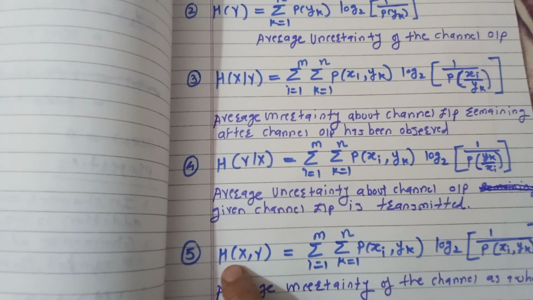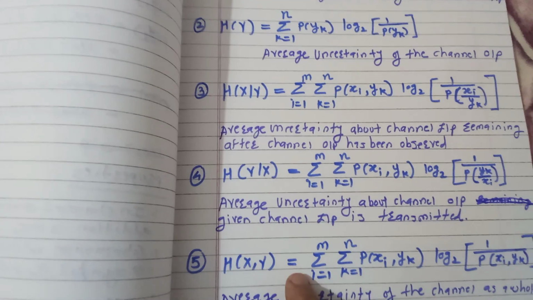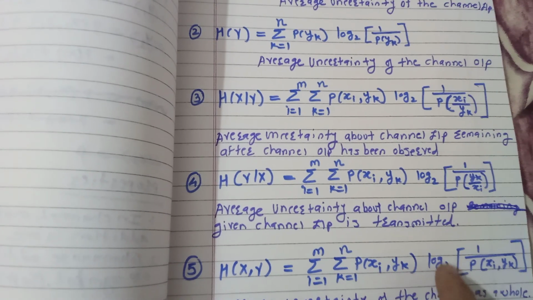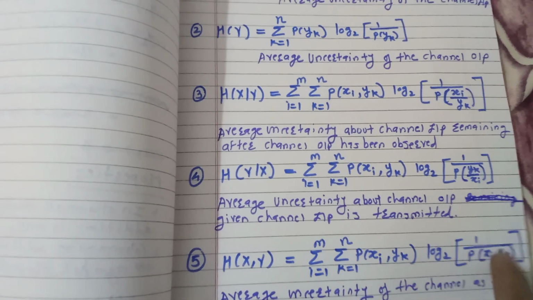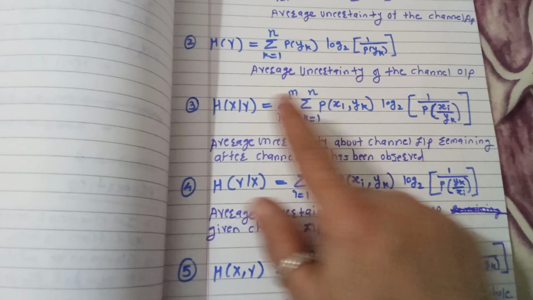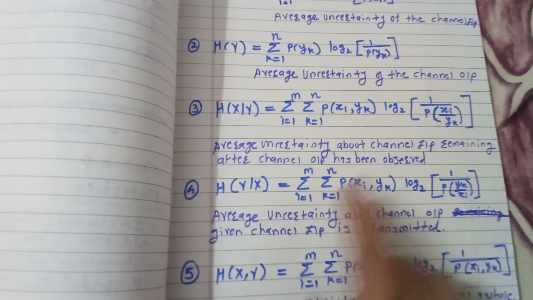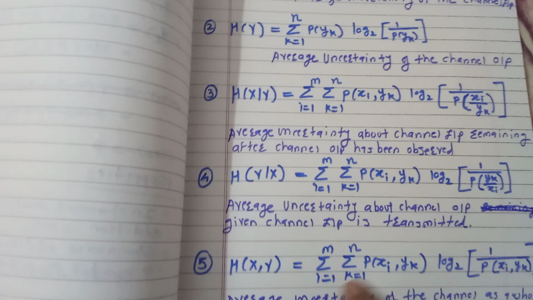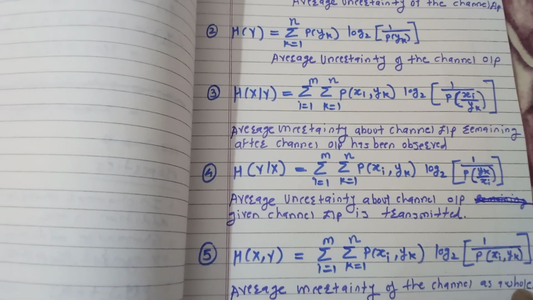Now then HX comma Y, that is joint entropy, summation i equal to 1 to m, summation k equal to 1 to n, P(xi, yk) log 2 of 1 by P(xi, yk). So here both are same. In all the three there is joint probability, but in log there will be, if it is X by Y, that is xi given yk, and if it is Y by X, yk given xi, and here xi comma yk. Now that is the average uncertainty of the channel as a whole.